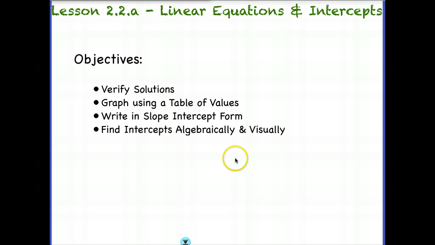In this lesson, we will be studying linear equations and their intercepts. We will be verifying that solutions are in fact solutions to a linear equation, or perhaps they are not. We will graph using a table of values. We will write equations in slope-intercept form, and we will find intercepts algebraically and visually. Let's go to our first objective.